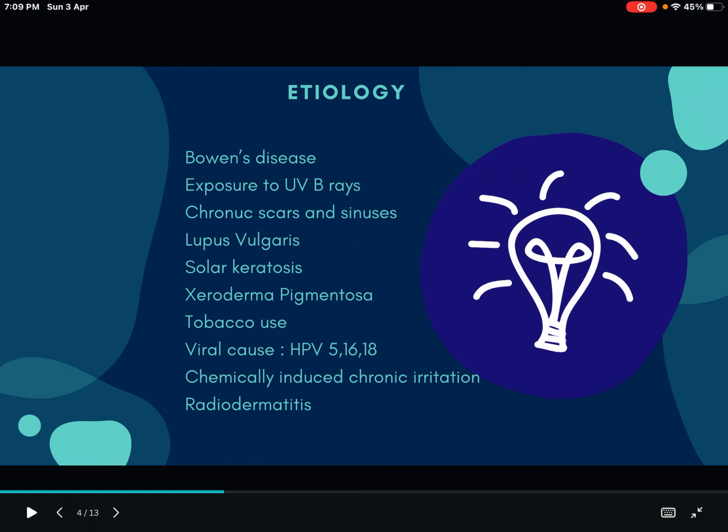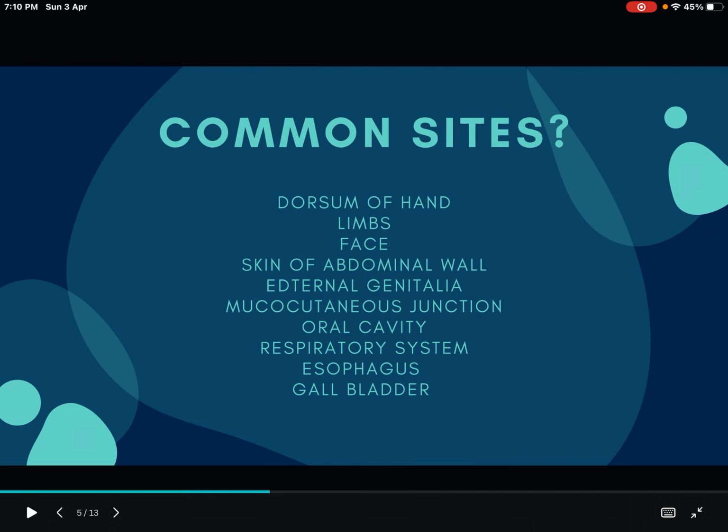Etiology, I'll repeat once again. Please try to remember some 4 to 5 points from this. Bowen's or Paget's disease, leukoplakia, those you can discuss from the previous slide. Along with that, exposure to UVB rays, chronic scars or sinuses, lupus vulgaris, solar keratosis, xeroderma pigmentosa, tobacco use. Coming to the virus, HPV, the strains are 5, 16 and 18. Chemically induced chronic irritation, radiodermatitis.